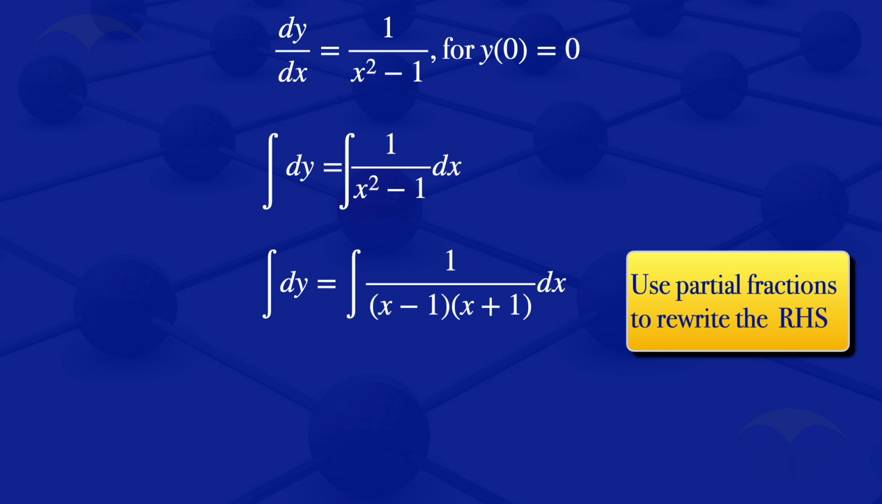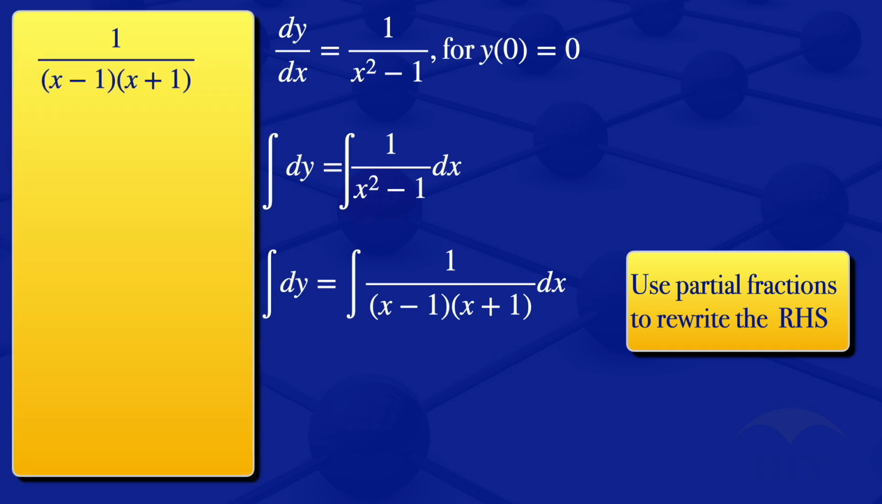So for this fraction, 1 divided by x minus 1 times x plus 1, using partial fractions, we can write it as a divided by x minus 1 plus b divided by x plus 1.